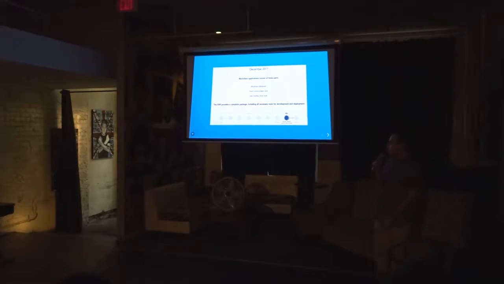And as it says here, the SDK will provide a complete package for developers to deploy their own blockchain apps without having to reinvent the wheel or reinvent their own blockchain.